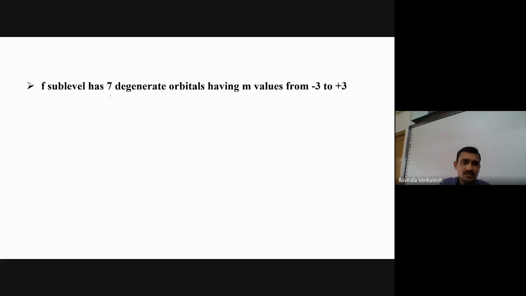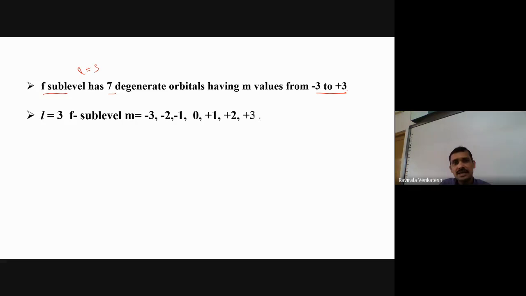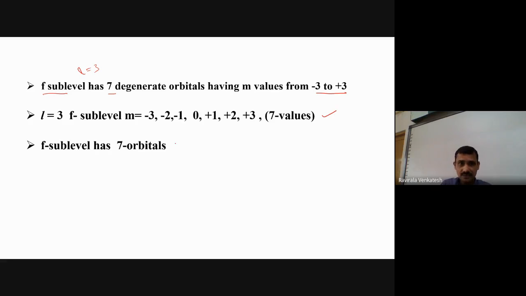When L is equal to 3, that will be F orbital. We get 7 magnetic quantum numbers, -3 to +3, like this: -3, -2, -1, 0, +1, +2, +3. This way we are going to get 7 values. Okay. F subshell will have 7 orbitals here. Okay, all of you understood now, no?